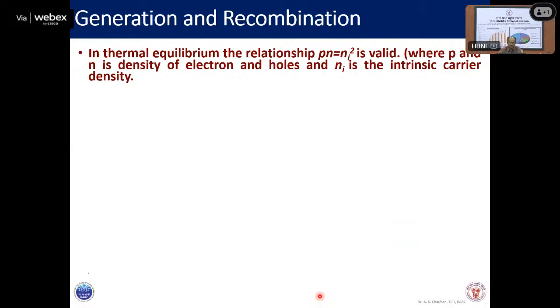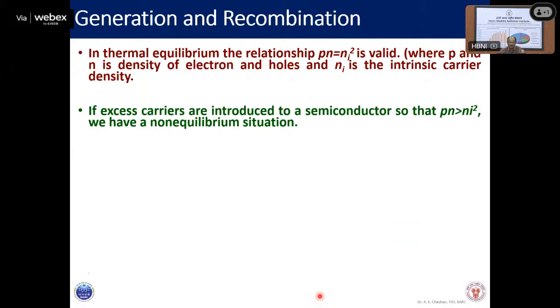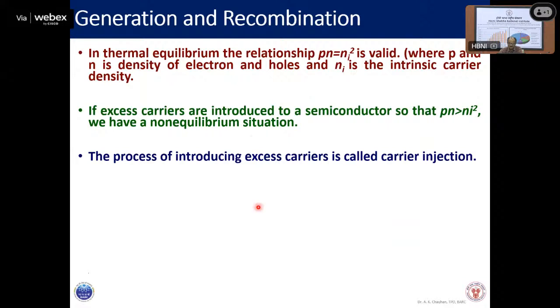So that is generation and recombination. In thermal equilibrium, the relation pn equals ni squared is always valid, where p and n are the density of holes and electrons, and ni is the intrinsic carrier density. If excess carriers are introduced to a semiconductor so that pn is greater than ni squared, we have a non-equilibrium situation. The process of introducing excess carriers is called carrier injection.